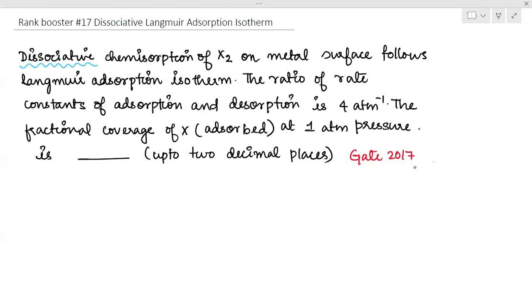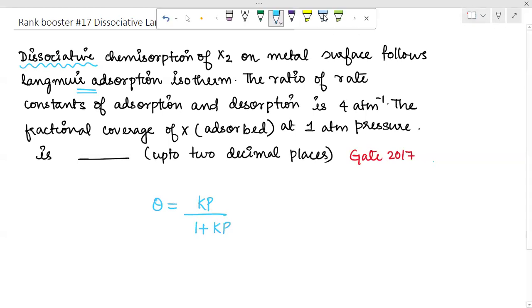Dissociative chemisorption of X2 on a metal surface follows the Langmuir adsorption isotherm. So the moment students see this question, they'll automatically think, okay, it's the Langmuir adsorption isotherm, so the question will follow some equation like theta is equal to Kp by 1 plus Kp. But the problem is, you have to pay attention to each and every word of the question.